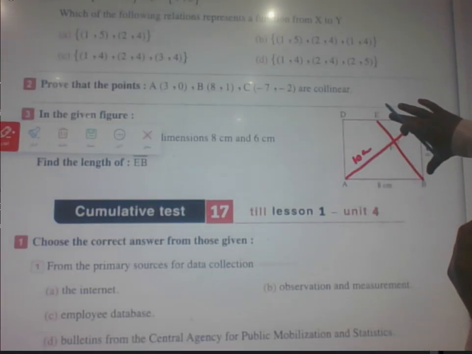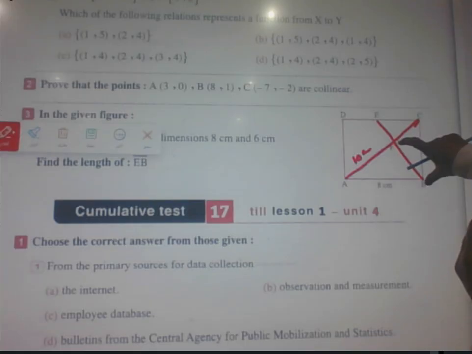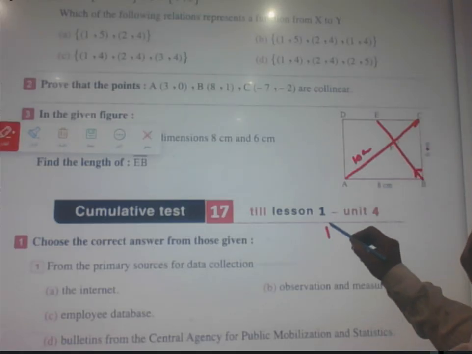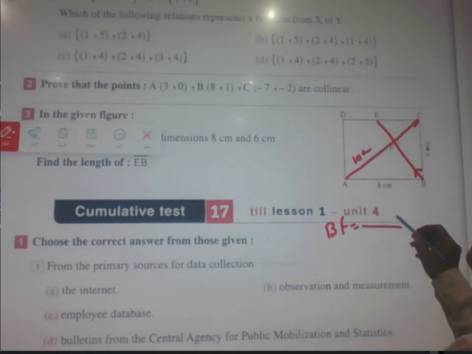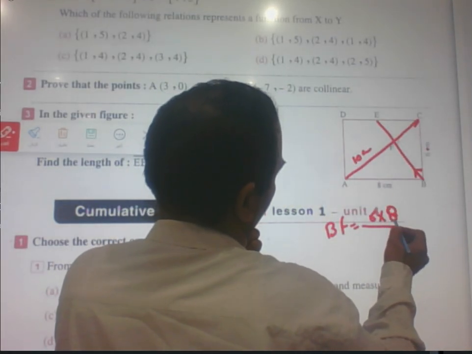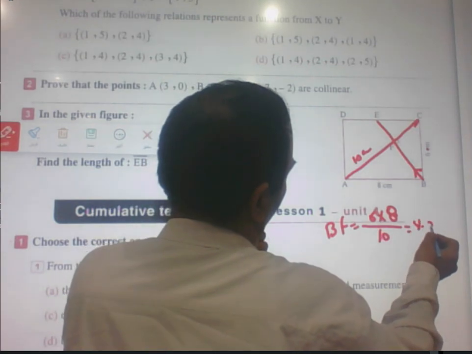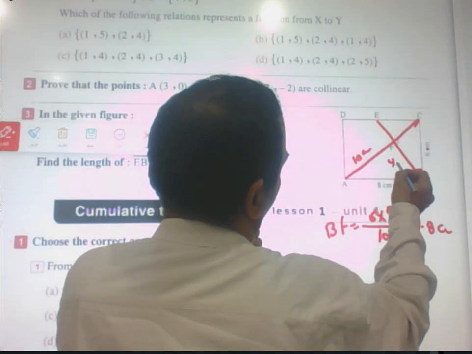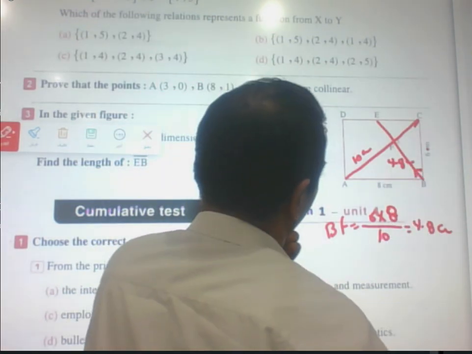But we want to find this. Now I will find this part, BF. How do we find BF? BF is perpendicular, so 6 times 8 divided by 10 gives the length of BF. It will be 4.8 centimeters. This line segment is 4.8 centimeters.